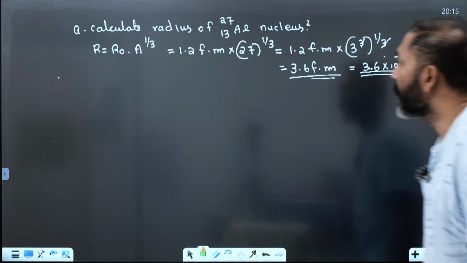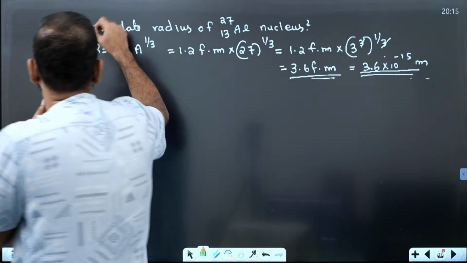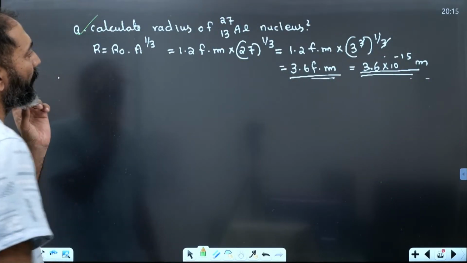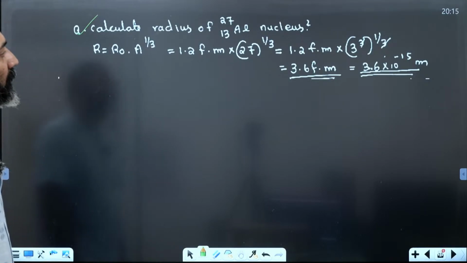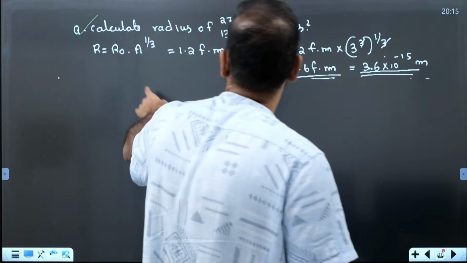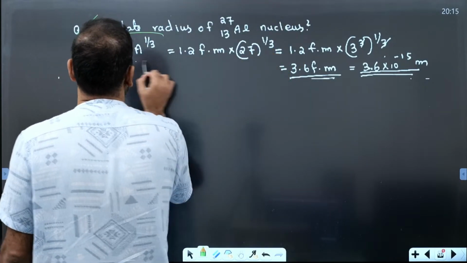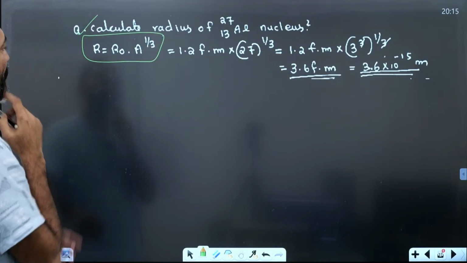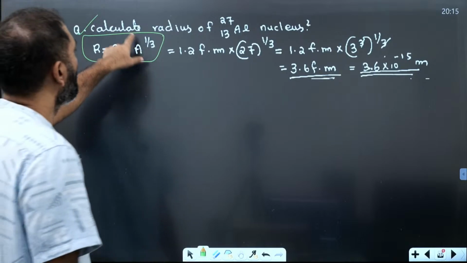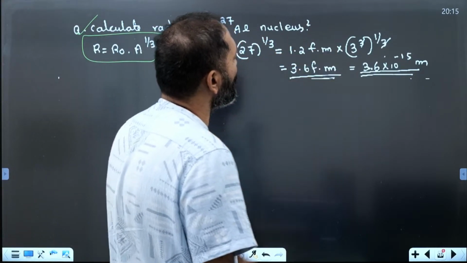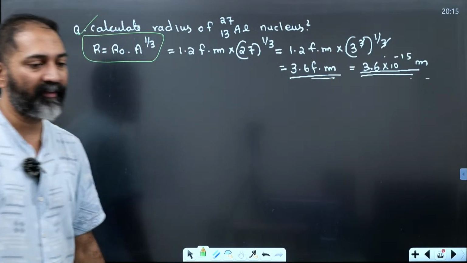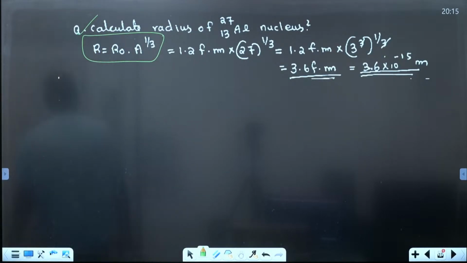Calculate the radius of the 13Al 27 nucleus. Is it done? What is the formula? R equal to R0 A raised to 1 by 3. So R0 is what? 1.2 femtometer. Mass number is what? 27 raised to 1 by 3. So what is 27? 3 cube raised to 1 by 3. So 3.6 femtometer, which is 3.6 into 10 raised to minus 15 meter.